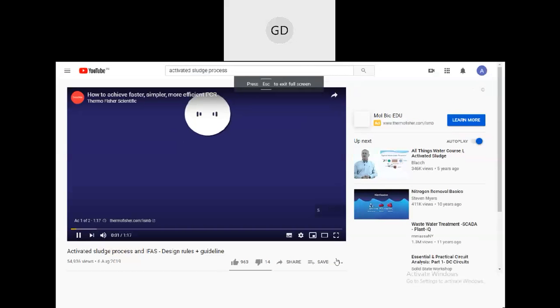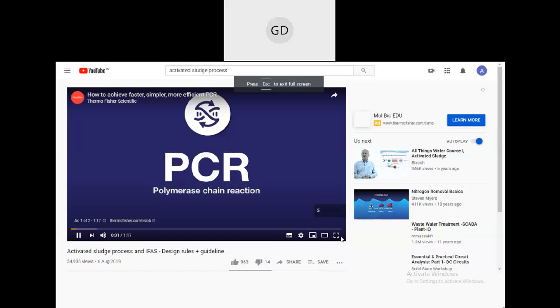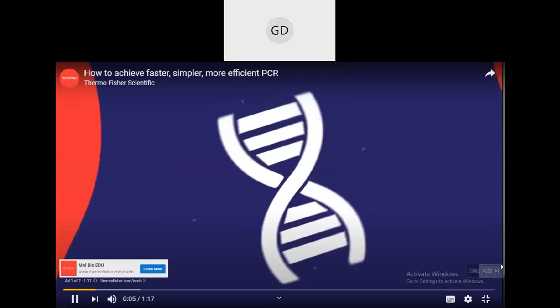A molecular biology method, PCR, provides efficient and specific amplification for nucleic acids.